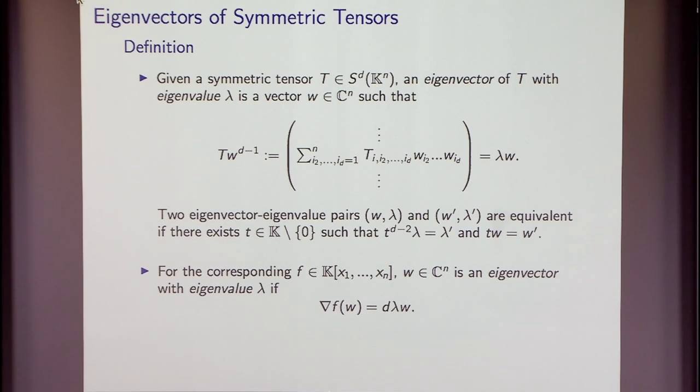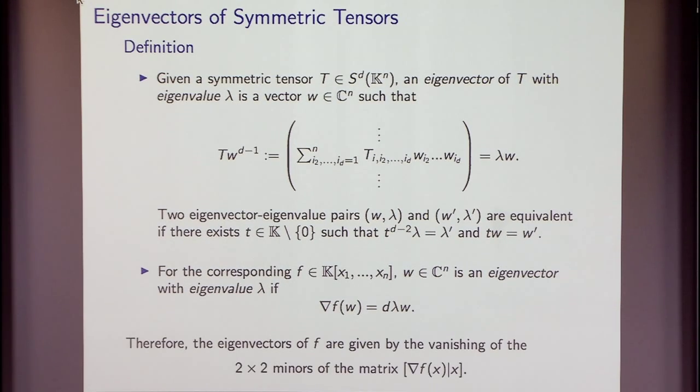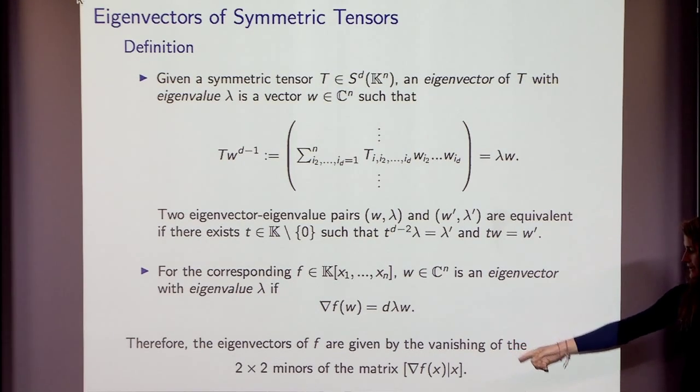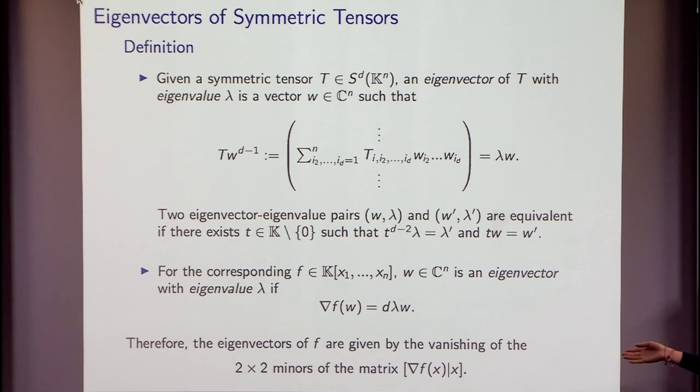Moreover, what does this mean? The eigenvectors are given by all x for which the gradient of f at x and x are parallel, meaning that if we put them in an n by 2 matrix, the 2 by 2 minors of this matrix have to vanish. So these are some equations, and the vanishing of these equations tells us exactly that x is an eigenvector. So this gives us equations for the variety of eigenvectors of a given symmetric tensor.